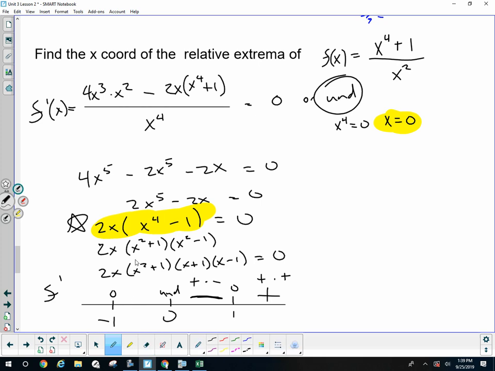Negative 1/2. 2 times negative 1/2 is a negative. Negative 1/2 to the fourth: the fourth power makes it positive, so it'd be positive 1/16, minus 1 is a negative. Aha, this is a positive.